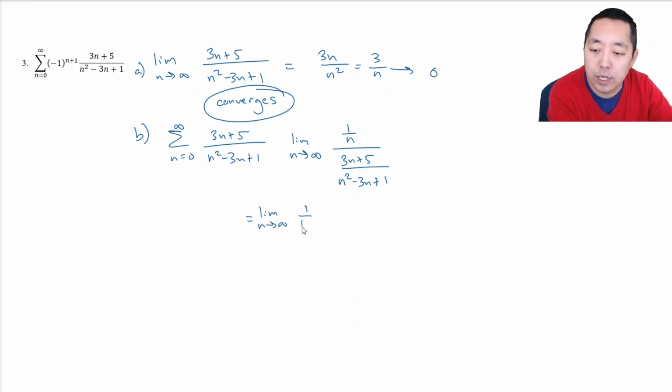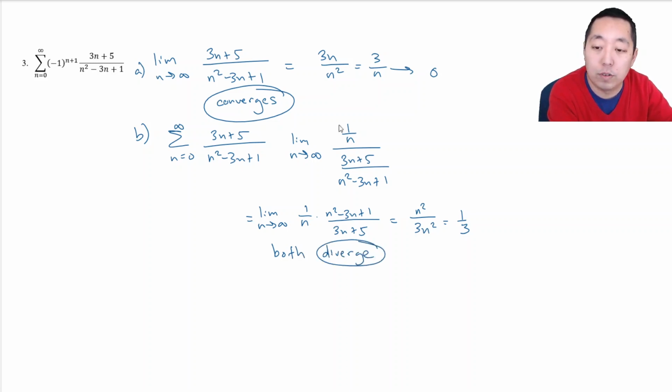So this is going to be 1 over n times n squared minus 3n plus 1 over 3n plus 5. The top has an n squared. The bottom's going to have a 3n squared. So it's going to be n squared over 3n squared, which is 1/3. And because this is a finite value, it's between 0 and infinity, they both converge or both diverge. In this case, they both diverge, because 1 over n is the harmonic series, or by the p-series test, this diverges.